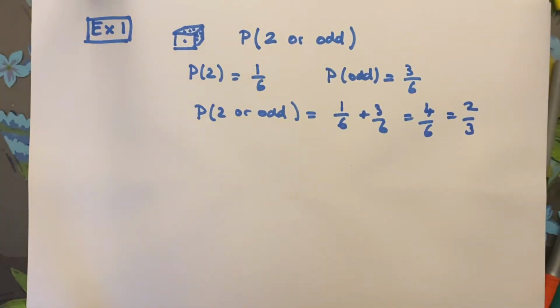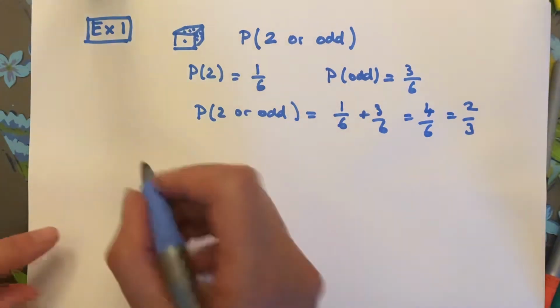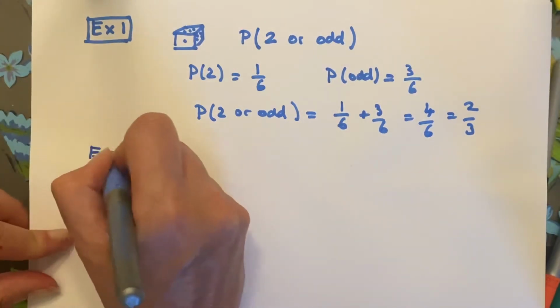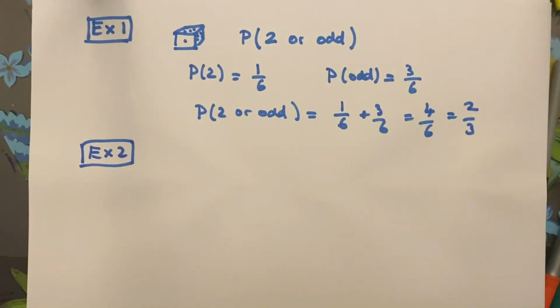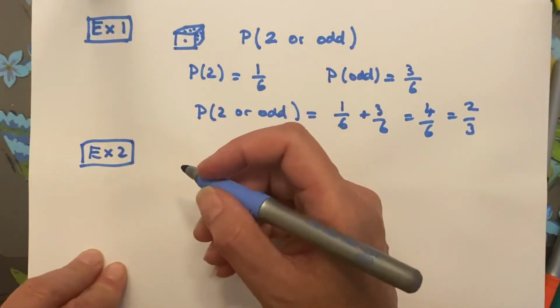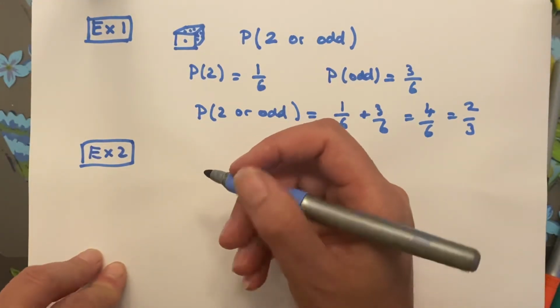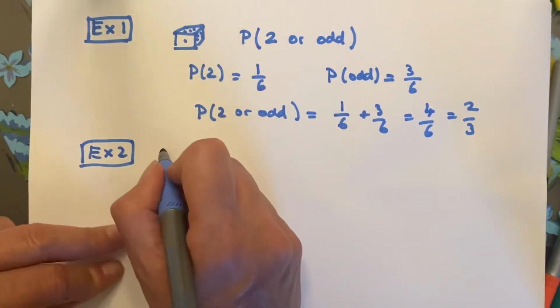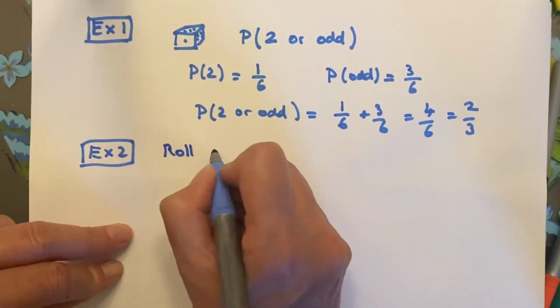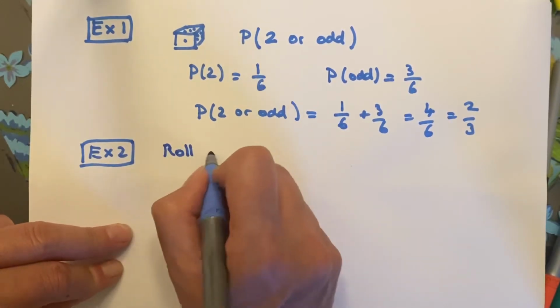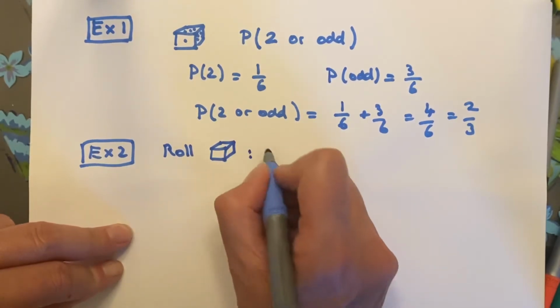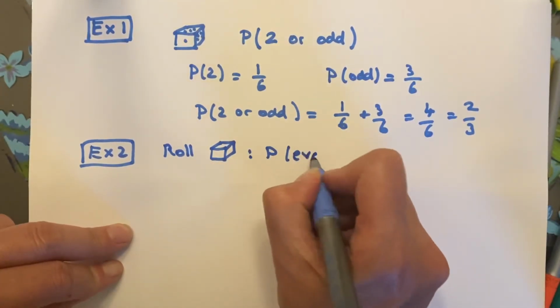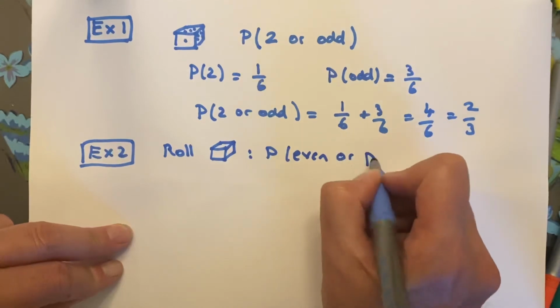Now, let's look at example 2. Again, we're rolling a number cube, same thing. And here, we're going to find the probability to roll even or prime. So what is the probability of rolling a number cube and getting even or prime?